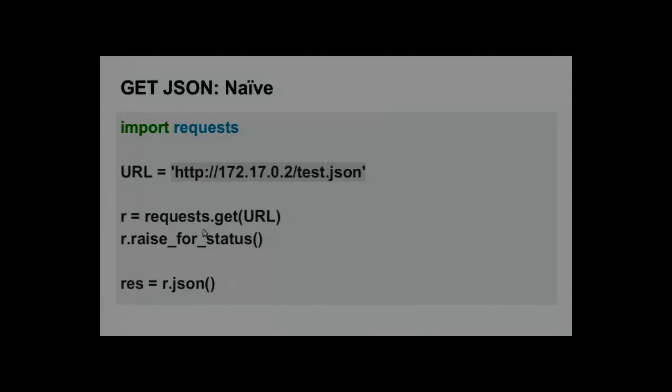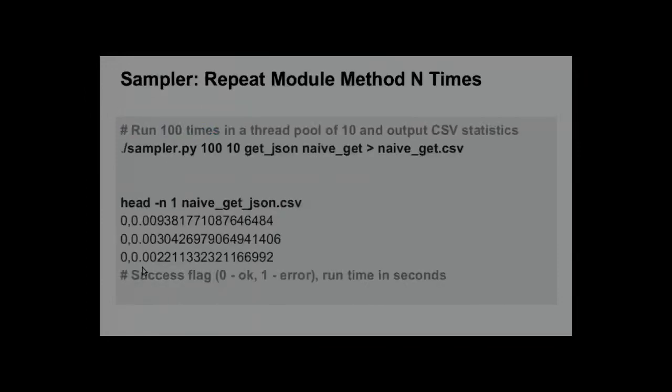It just gets this URL. And here it will throw any exceptions if it happens, and we get JSON from it. So it converts from byte stream to JSON. That's what I did. So I ran it on my simulations using this sampler Pi.